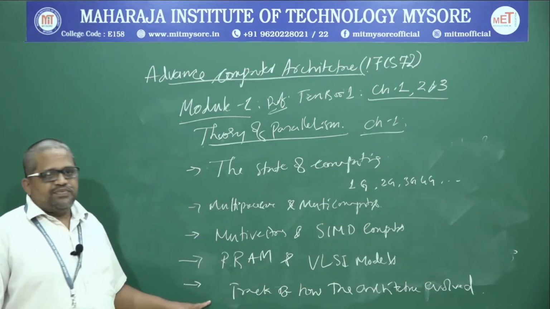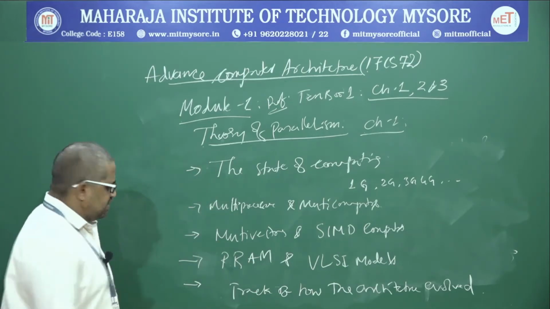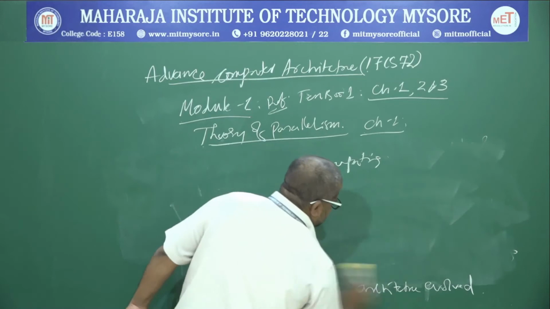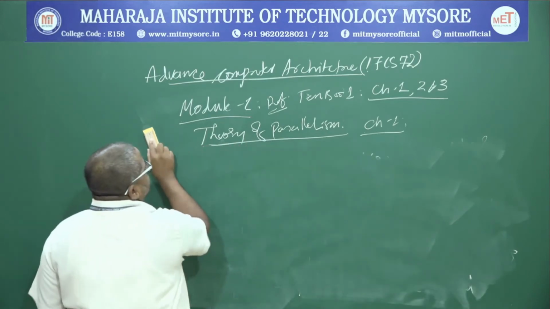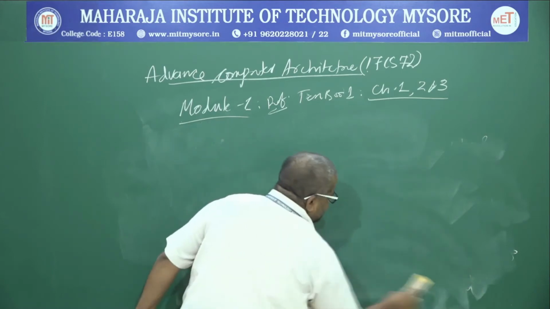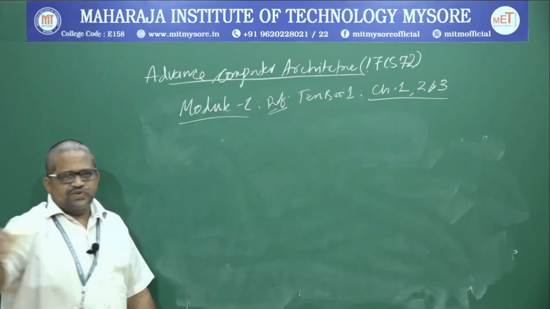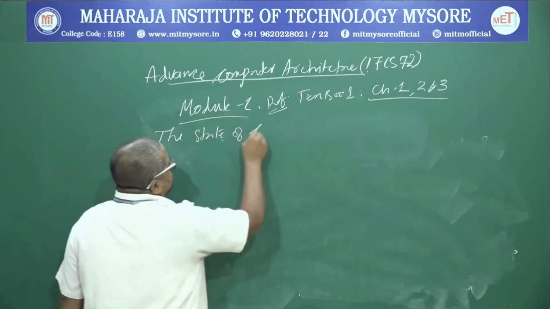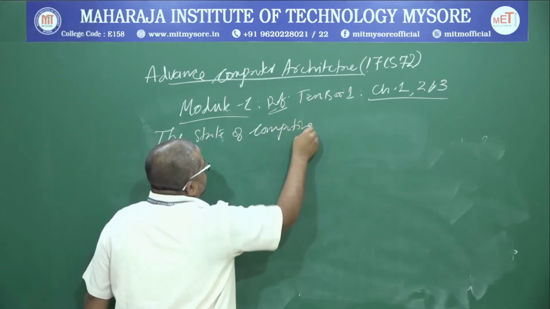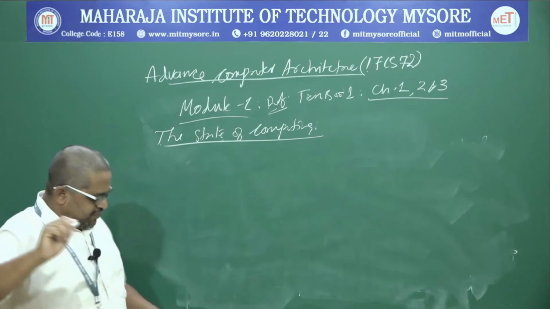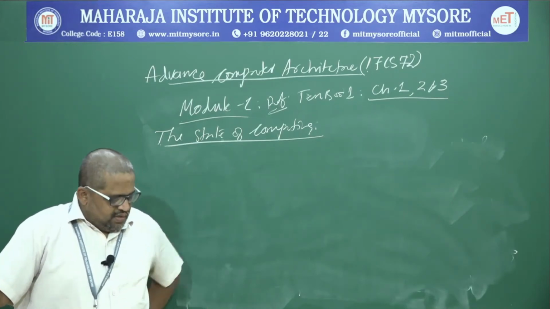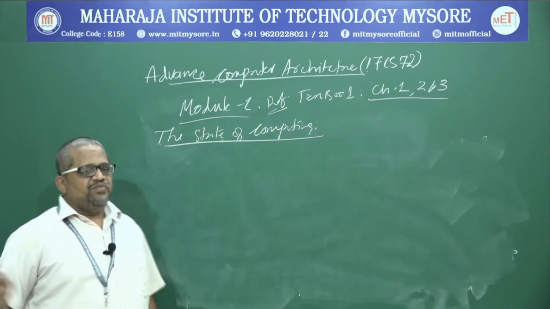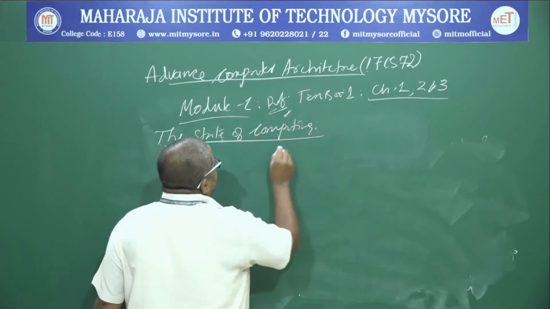So, this is the outcome of chapter 1. Clear with this? Right. Now, let me go into detail on the first one. What is the first one? The state of computing. Before I look into the history of computing, can somebody say when this concept of computing came into picture?